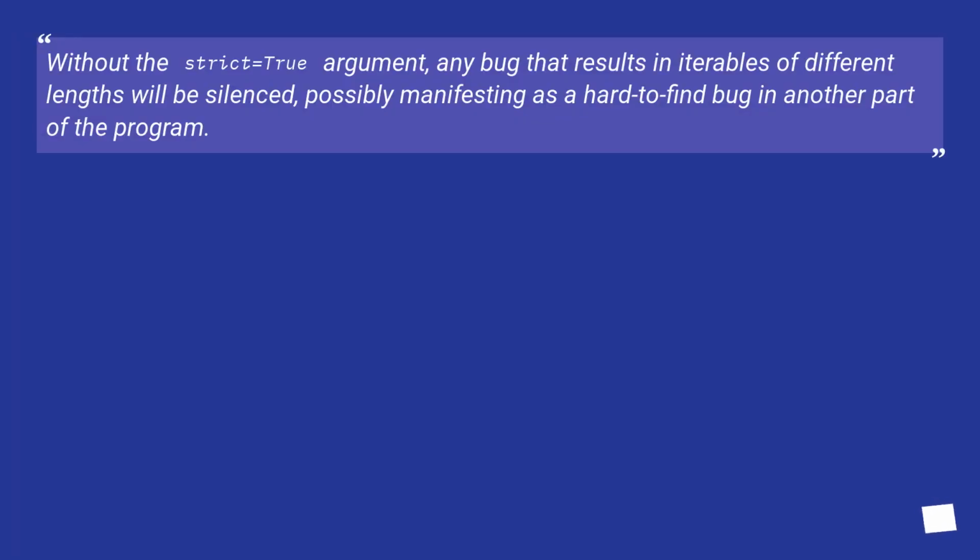Without the strict=True argument, any bug that results in iterables of different lengths will be silenced, possibly manifesting as a hard-to-find bug in another part of the program.